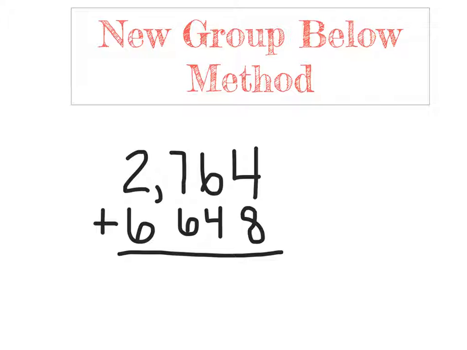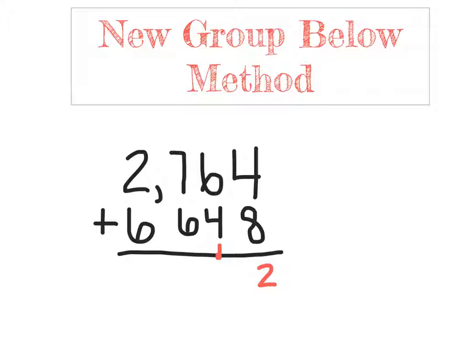So for step number 1, again, you're going to start with adding the ones place value. So I have 4 ones and I have 8 ones. So 4 plus 8 equals 12. Again, boys and girls, I made a new 10. So I'm going to put my 2 right here, and my 1 is going to go below the tens place.